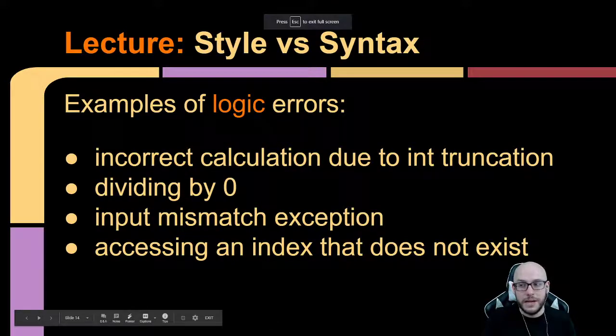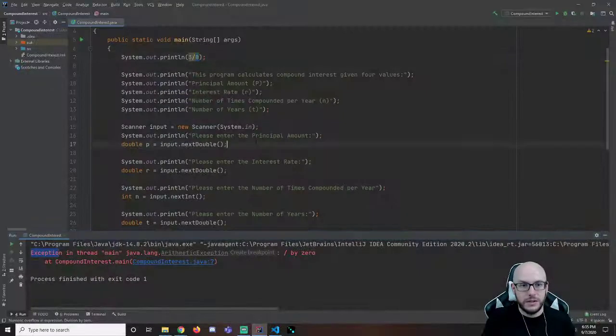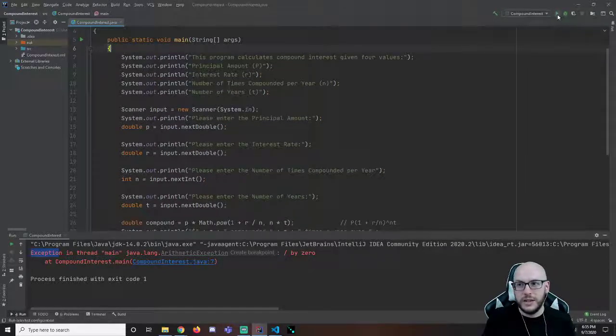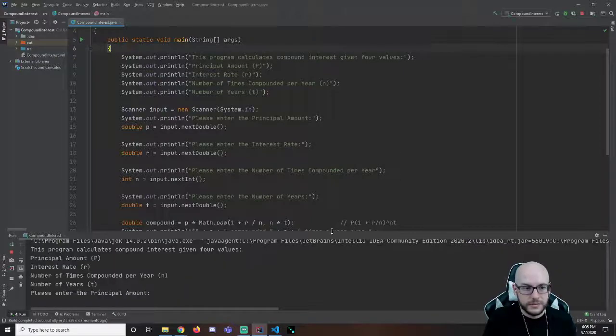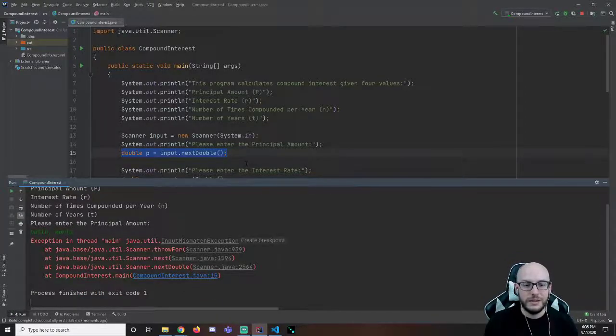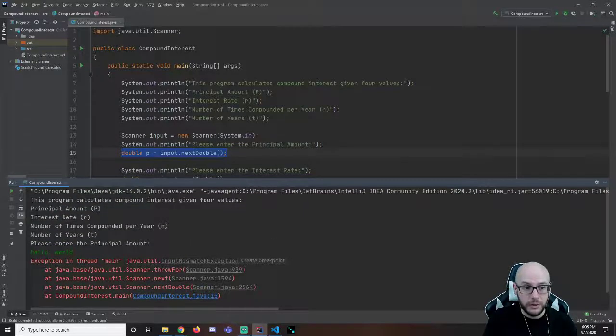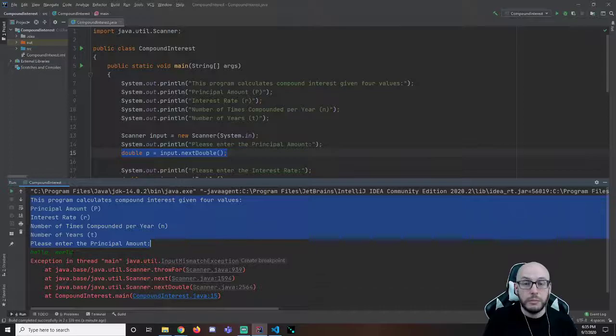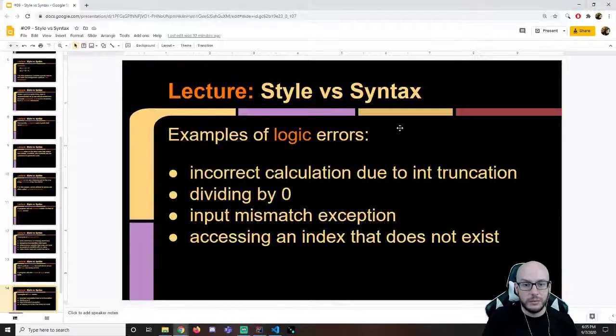Not because of a syntax or compile time error. Input mismatch exception, right? This is actually one that occurs. Most people don't quite know what that is right away. I'll show you what it is. Okay, I'm running my compound interest program. First thing it's asking me for is the principal amount, which as we see right here, should be a double. I'm going to enter hello world. That is an input mismatch exception. I am looking for a double, and what I got was a string. Now, what I'd like you to notice is my program was running. This is not a syntax error. The program compiled. The issue happened at runtime whenever we were executing the program.